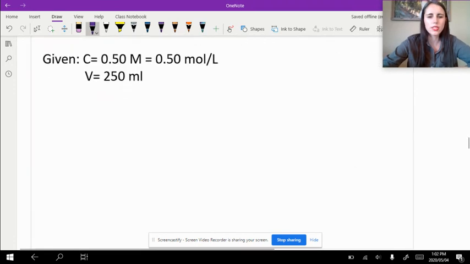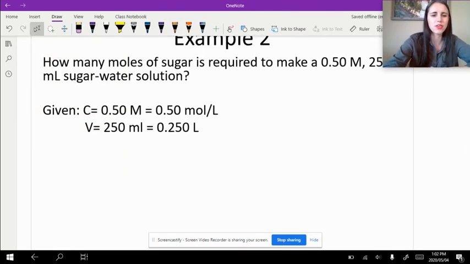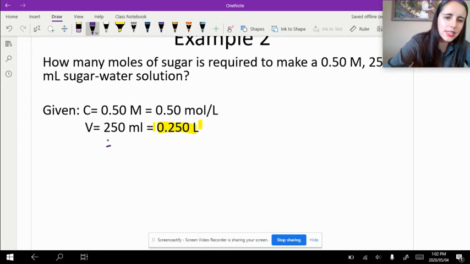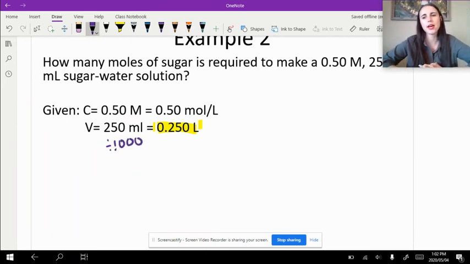So our first step is going to be to convert 250 mL to liters. To convert that to liters, all we have to do is divide by 1,000. So if you ever want to go from milliliters to liters, remember milli is 1,000. So divide that number by 1,000, and that's going to give you your number of liters. We now have our concentration. We now have our volume.